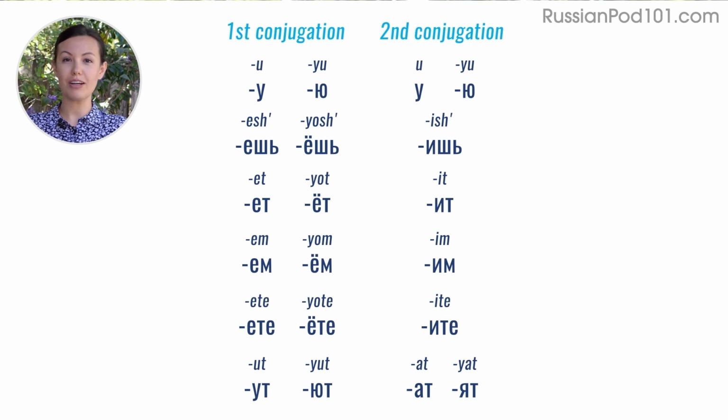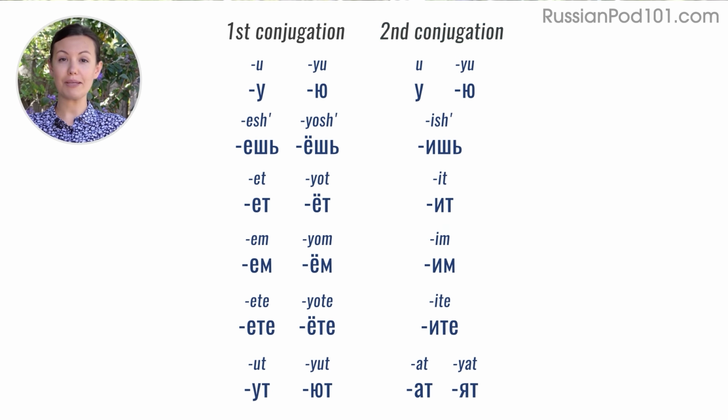Читаете. In Russian, there are 2 conjugations. The vowel е is mostly used in the endings of the first conjugation verbs. The vowel и is mostly used in the endings of the second conjugation verbs.